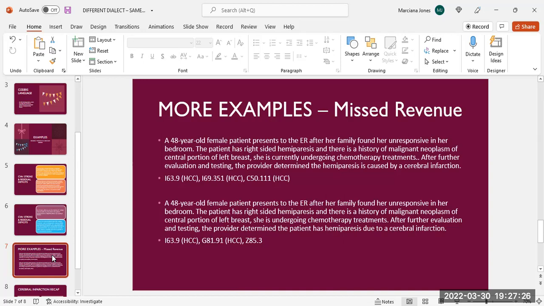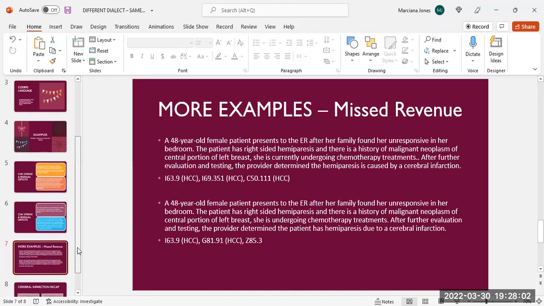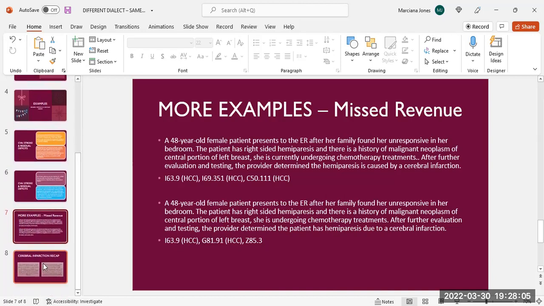So the last code that I have here is Z85.3, which is personal history of breast cancer. Some people will read the documentation where it says patient has a history of malignant neoplasm of the breast, and they will just automatically think, oh, okay, history of breast cancer. Let me find the history of breast cancer code. And wrong. It's not a true history, although the provider wrote history. It's not a true history because the patient's still undergoing chemotherapy treatments. If they're still undergoing treatments, that means that the disease is still there and it's not a true history of.